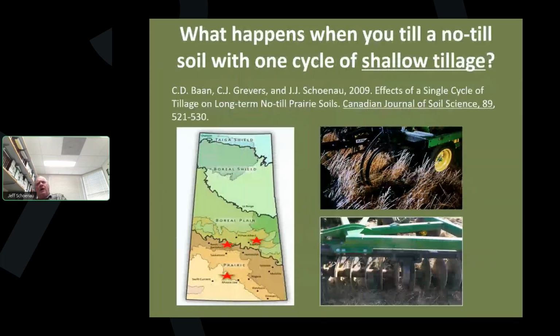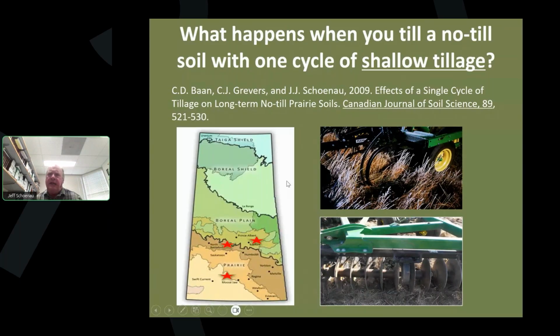So the first thing I want to cover is some work that we did quite a long while ago, actually pretty close to 20 years ago, addressing the question, what happens when you till a no-till soil with one cycle of shallow tillage? This was work that was done by a graduate student, Chris Ban, who worked with myself and Mike Grievers as a master's project. If anybody's interested in the details of this, Chris has his master's thesis, and it was also published as a paper in the Canadian Journal of Soil Science.